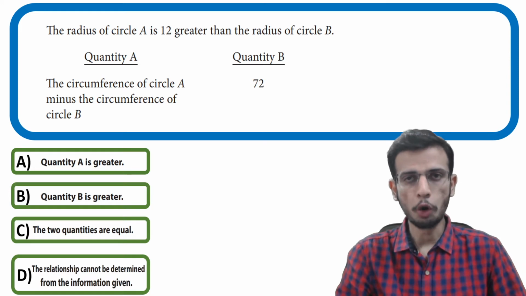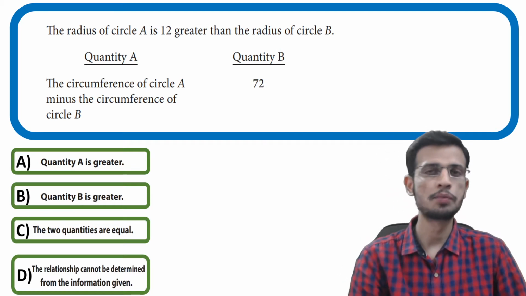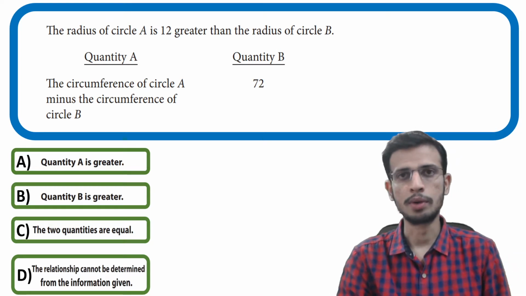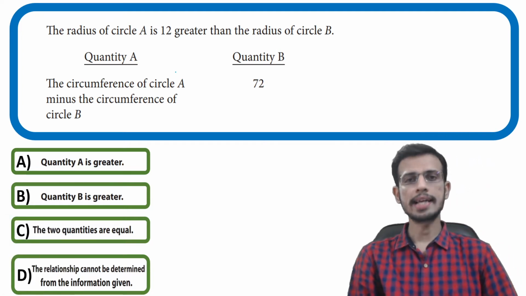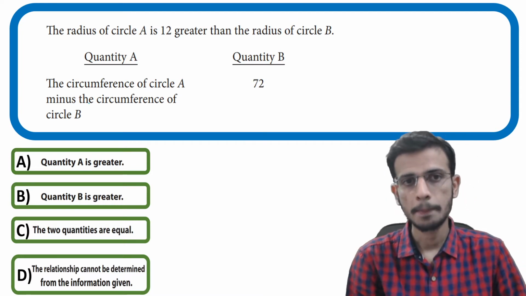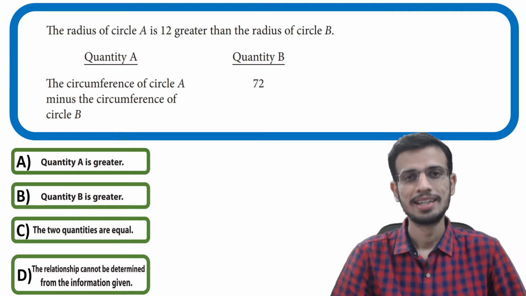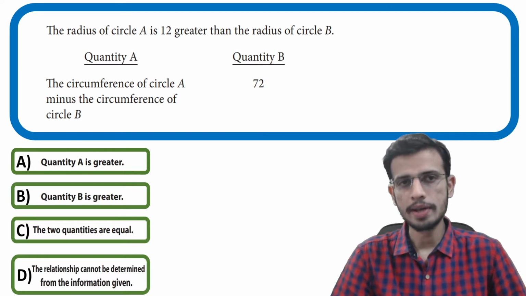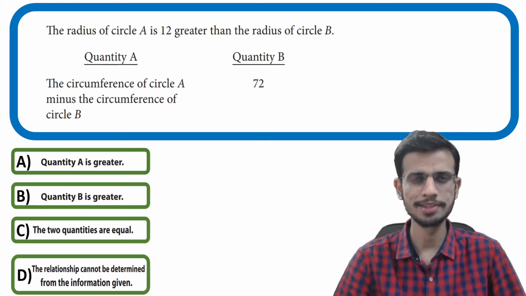So here is the very first question of this video. The radius of circle A is 12 greater than the radius of circle B. Quantity A and quantity B are given to us. Quantity B is constant, that is 72. And quantity A is equal to the circumference of circle A minus the circumference of circle B. We have to compare these quantities. We don't know the exact values of the radius of circle A and circle B, but we have to compare them.